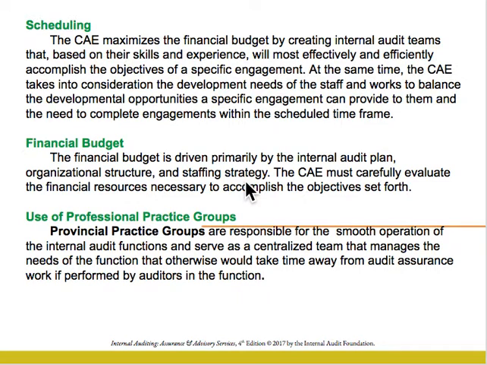This group consists of a combination of roles needed by the internal audit function, but they typically include a director or a management level position and analysts, depending on the size of the function. This group is responsible, as I told you, to smooth the operation of the internal audit function and also to serve as a centralized team that manages the needs of the internal audit function that otherwise would take time from the internal audit assurance work if performed by auditors in the function.